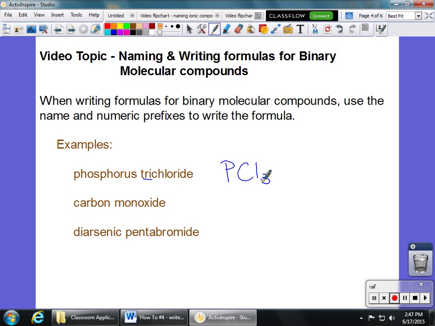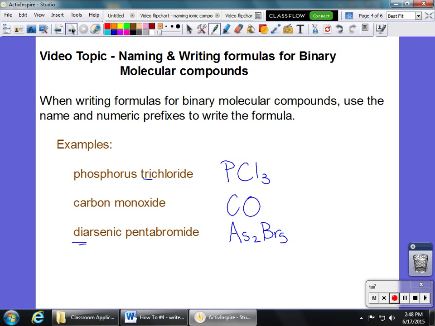Carbon monoxide. Carbon is C. Monoxide, mono means 1. So that's going to just be CO in this case. And finally, I see a prefix in front, so it'll be diarsenic, so As2, since it says di. Pentabromide means Br5, since penta is 5. Again, you're just writing the numbers that are associated with each of those numeric prefixes. Really simple to do. So hopefully this helps you in naming and writing formulas for binary molecular compounds.